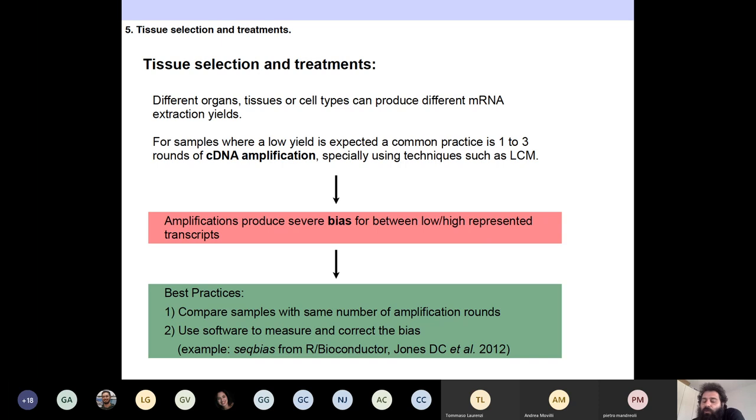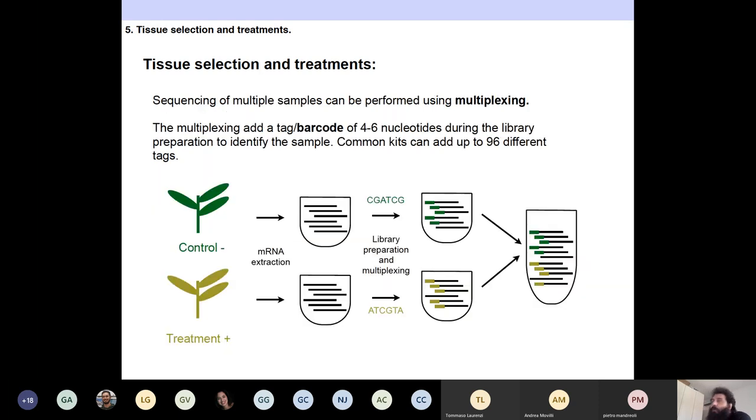So again, if you need to do some amplification for your pollen sample, but not for your leaf sample, they are not going to be comparable. You do it for one and not for the other. So you need to do the amplification also for the leaf sample. The other option is to use some software to measure and correct this bias, like seqbias, a package from Bioconductor. That would be a good practice.